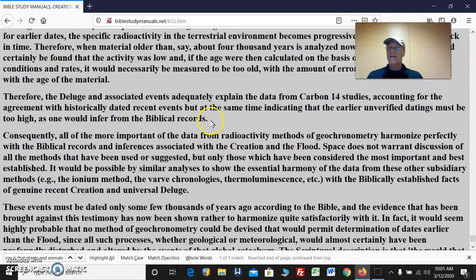Therefore, the deluge and associated events adequately explain the data from carbon-14 studies. Instead of just presuming uniformitarianism and filing all kinds of wacky ideas, you plug in just for guesswork: let's say there was a worldwide flood and it created this and it stopped the radiation, cosmic and so on, and so the rates would be different, radioactivity would be different, accounting for the agreement with historically dated recent events. So if everything agrees, maybe that's what it was.